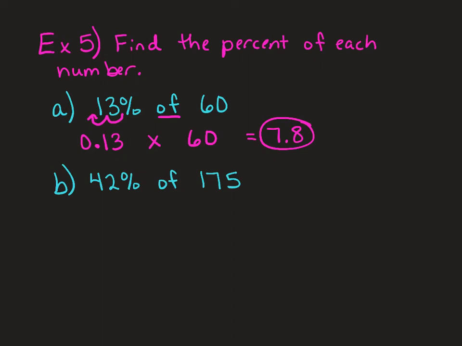Part B, we have 42% of 175. So if you don't see the decimal, you know it's behind the number. It's at the end after the 2. And we're going to move 2 places to the left, 1, 2, to go back to a decimal, 0.42. Of means times 175. You can go to a calculator and multiply. You get 73.5.